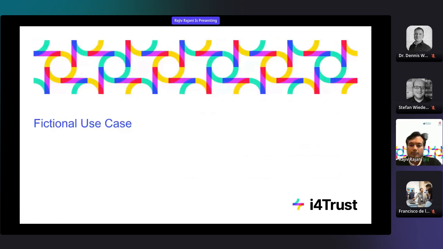That was more about the AR. Now I've introduced you to all the concepts. Now let's look at a fictional use case and how these flows work in detail. So, a step-by-step guide in that sense.